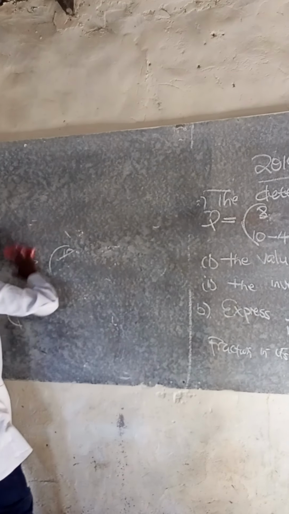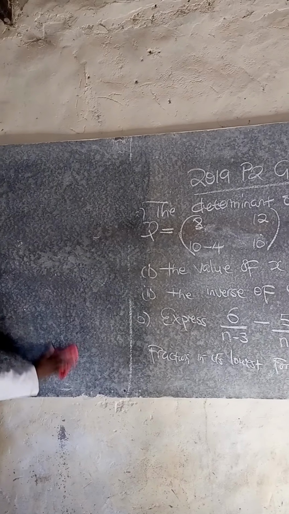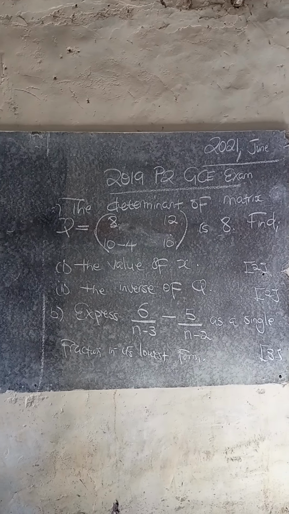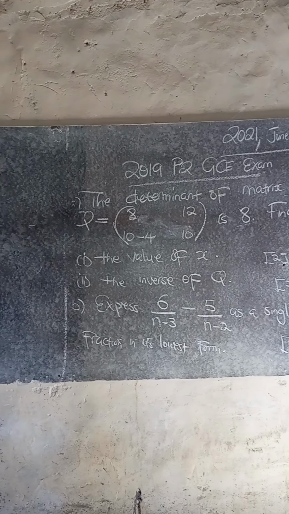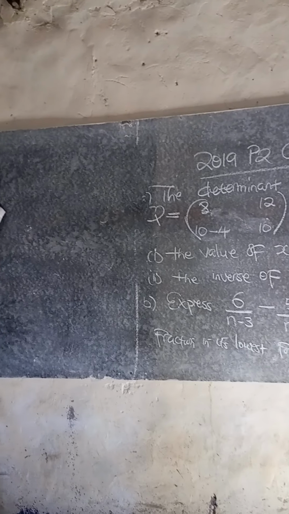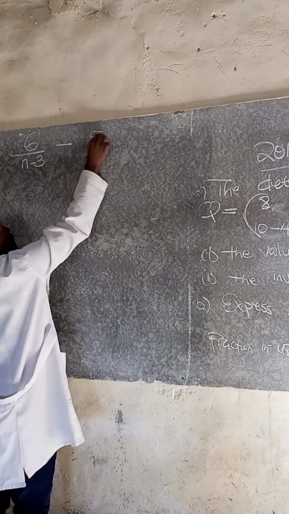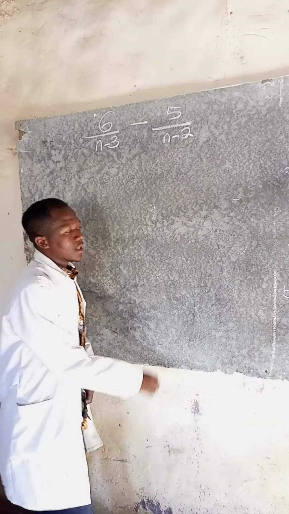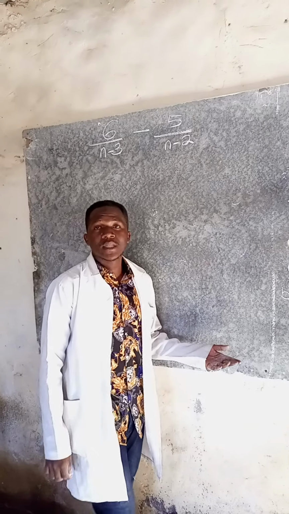So that is about the matrices. Now, follow me as I talk about the algebraic expression. Express 6 over n minus 3, minus 5 over n minus 2, as a single fraction in its lowest term.